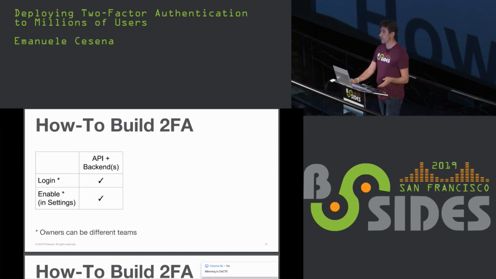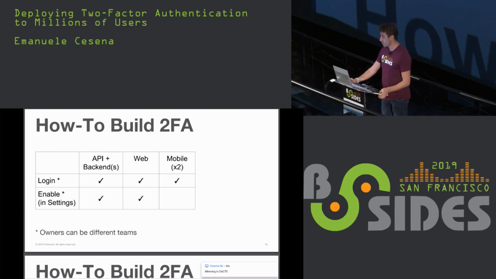Both require implementation on the backend and API. Luckily, well, the login, of course, you must have it on every single platform you support. Luckily, the enable you can choose. For example, at Pinterest, we chose web only. Someone else, like for example Instagram, I think they did mobile only, so it's really up to you.